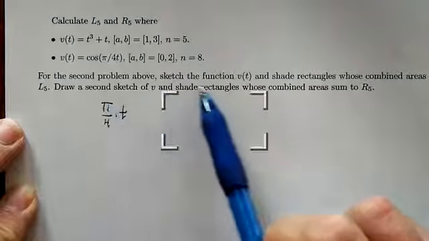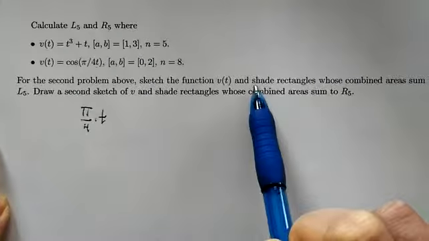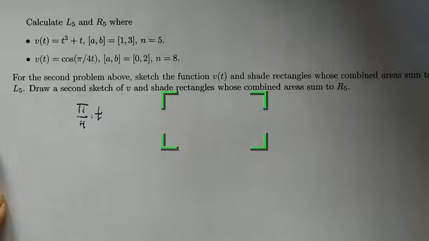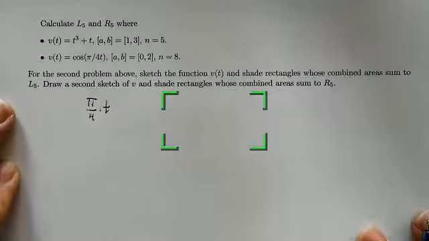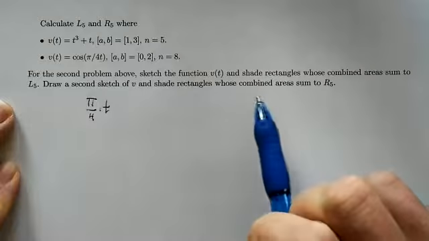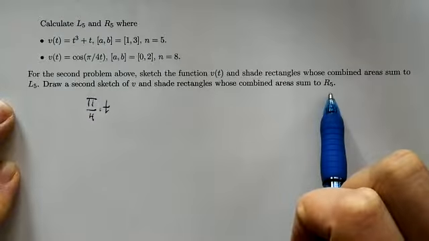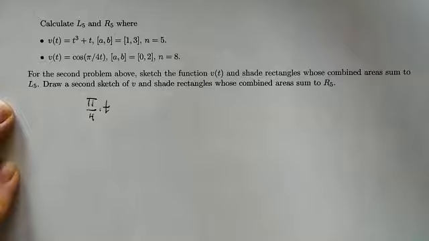And for the second function, I want you to sketch the function, and I want you to shade rectangles whose combined areas sum to L5, and then draw a sketch of V and shade rectangles whose combined areas sum to R5. Okay, so I'll see you in class.